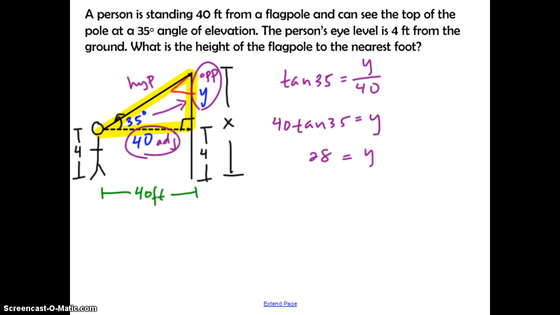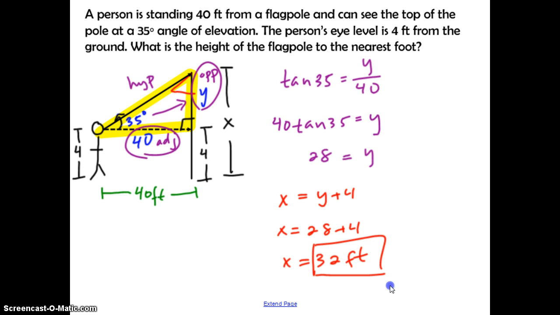Now, that's not our final answer. That's only part of it. y is equal to 28, but we need to know the entire length of the height of the pole. So that's what we called x, and that's equal to y plus 4. This part y plus the 4. So x is equal to 28 plus 4, since that's what we found for y. So our final answer, x is equal to 32 feet. So the flagpole is 32 feet tall.